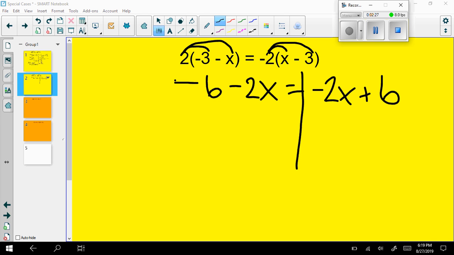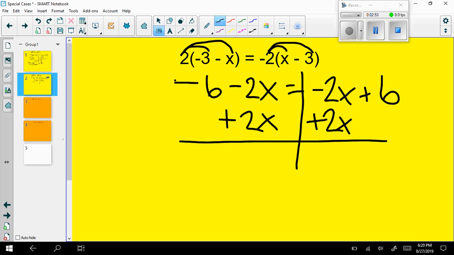So now I have -6 minus 2x equals -2x plus 6. So at this point, I see that this 2x and this 2x are going to end up canceling each other out. And then I'd be left with -6 equals 6, and that's a false statement. If you don't see that, let's go ahead and bring our x's to one side. So I'm going to add 2x to both sides, and I see that -2x plus 2x on both sides is going to bring us to 0.